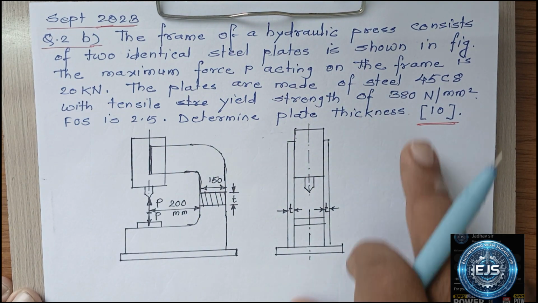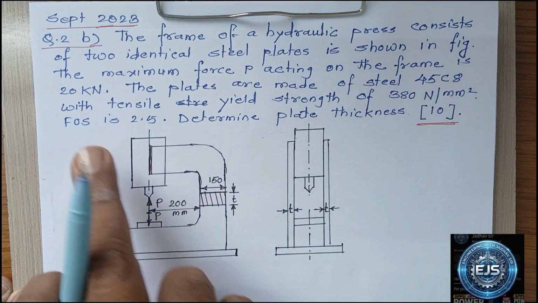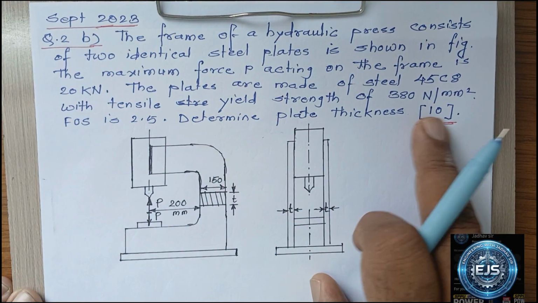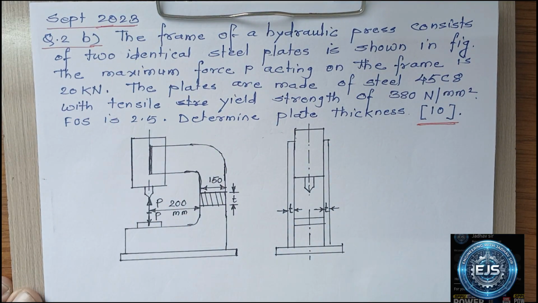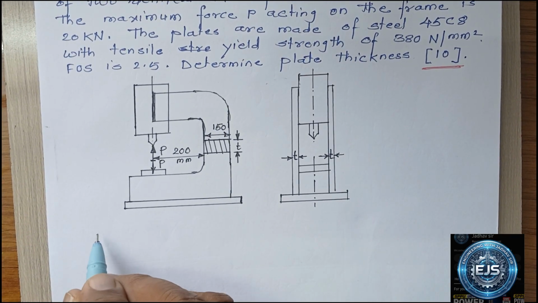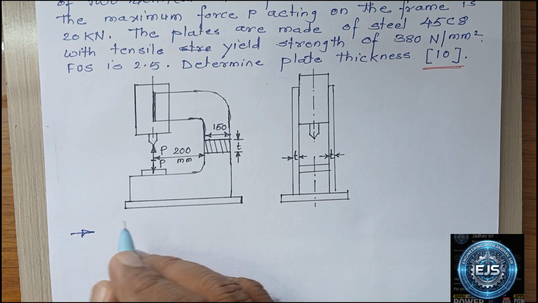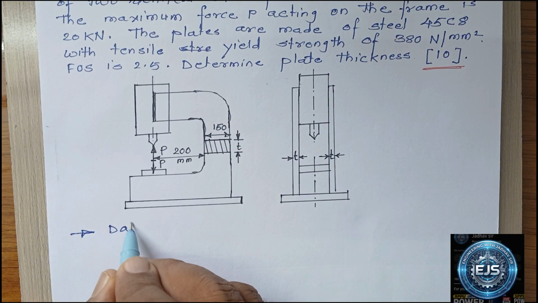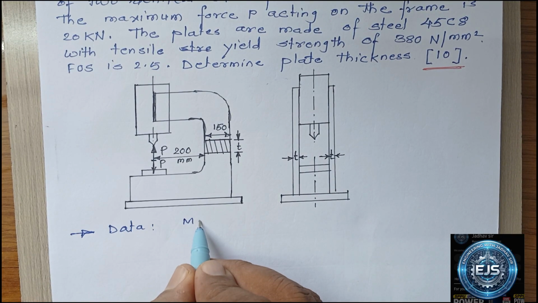The plates are made of steel, plain carbon steel 45C8 with tensile yield strength of 380 Newton per mm square, and factor of safety is 2.5. So determine the plate thickness. So in the problem we can write down the given data. Maximum force is given, 20 kilonewton.